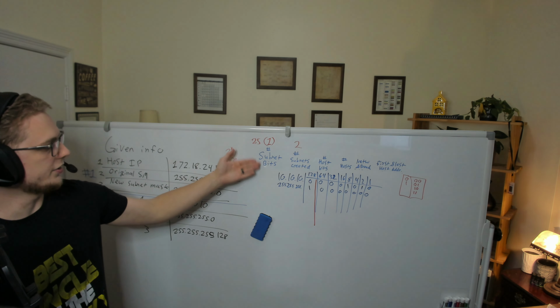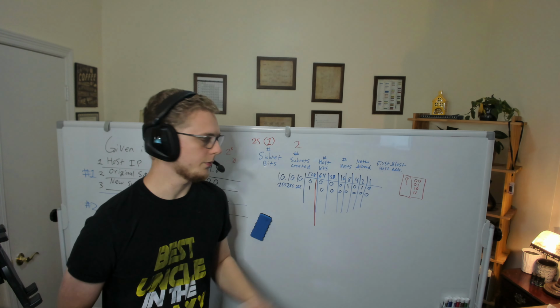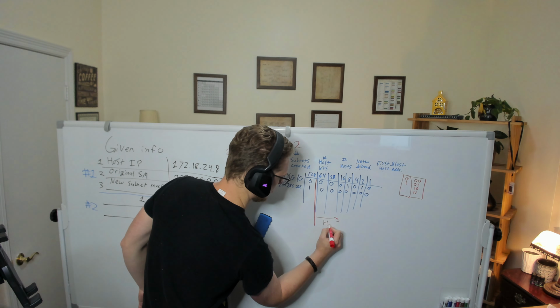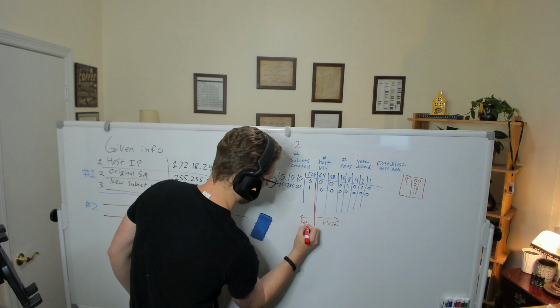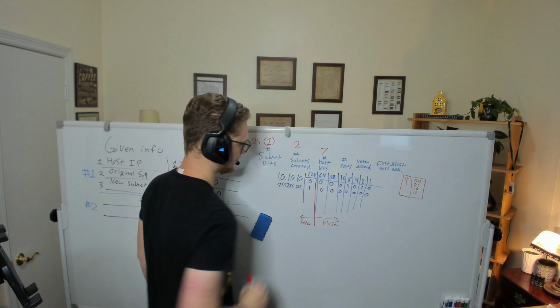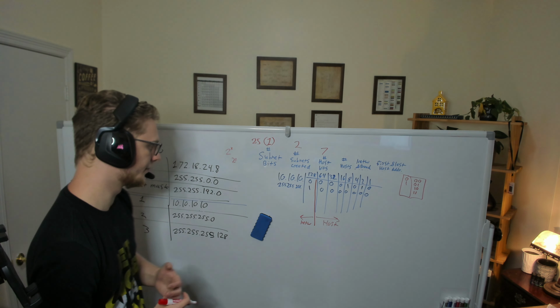Okay, so now we've got the subnet bits, subnets created. How many host bits? Right, we took 1 away. We've got 7 left over here on this right side. So I'm going to draw this to help you visualize, hopefully. This is our network side. This is our host side. So we've got 7 host bits. All right, how many hosts can we have in 7 bits?